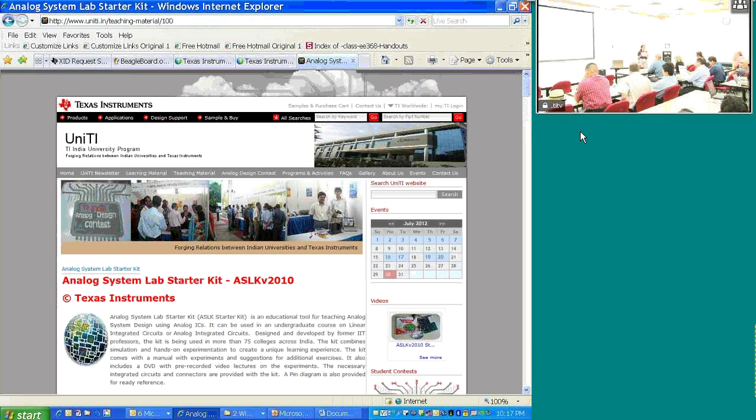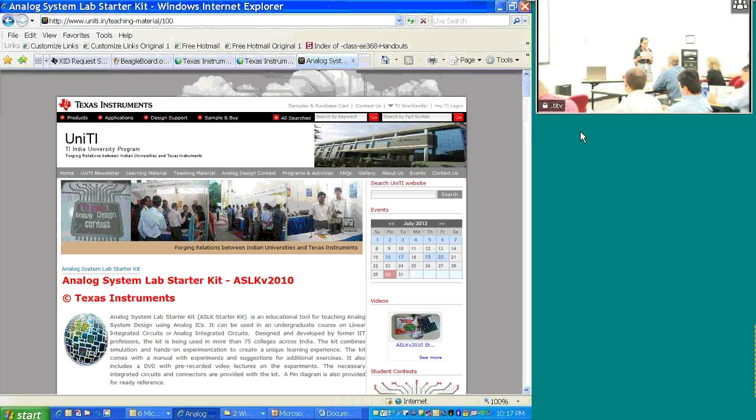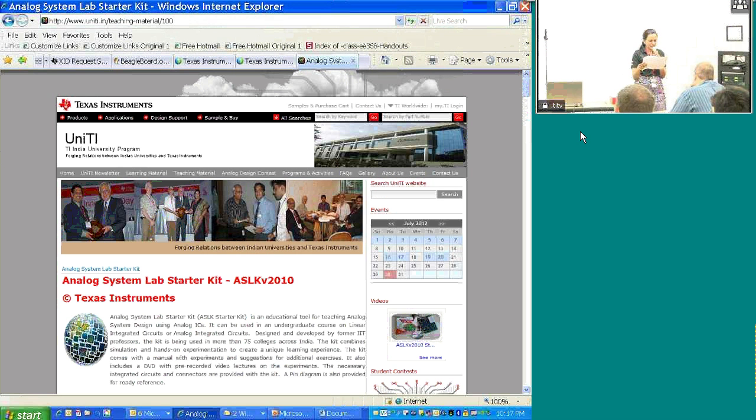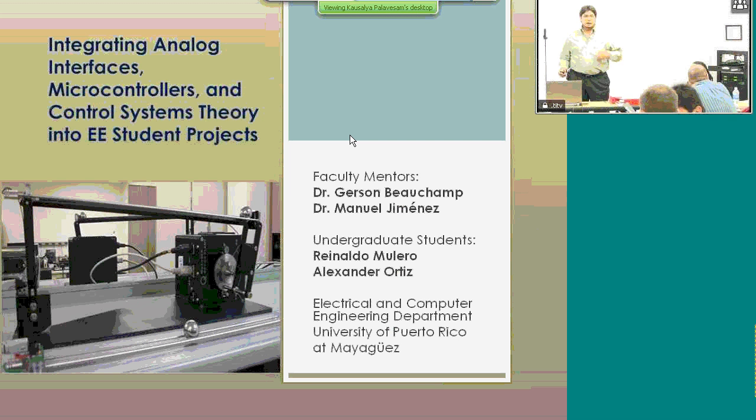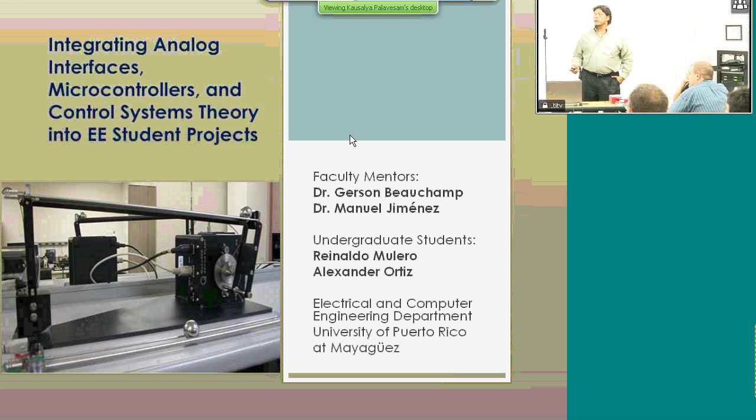The topic is Integration of Analog, Microcontrollers, and Control Theory in Senior Design by Professor Beauchamp from University of Puerto Rico, Mayaguez. I did this with two undergraduate students as an undergraduate research project, and also with Dr. Manuel Jimenez, who couldn't be here today.